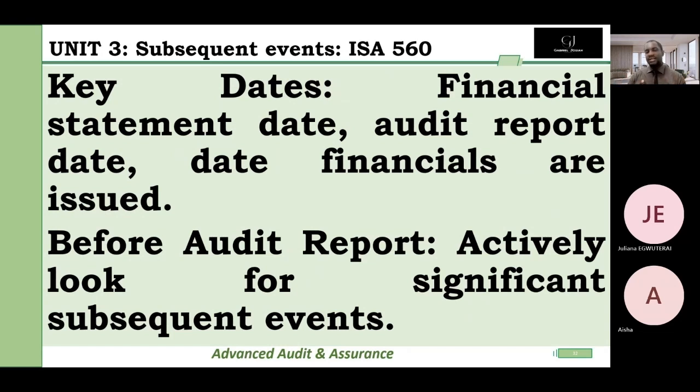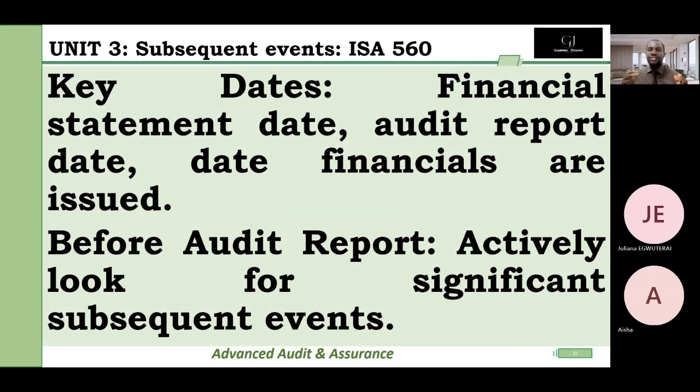So key dates, like you guys asked: financial statement date, audit report date, date financials are issued. So these are key dates we need to take note of as auditors. So financial statement date 31st to 31st, this depends. There are some companies that do maybe March to February. So some will do June to June. So depending on the dates, the financial statement captures.